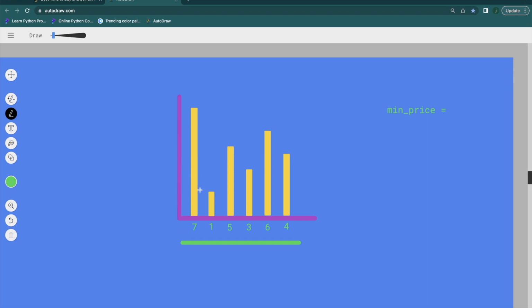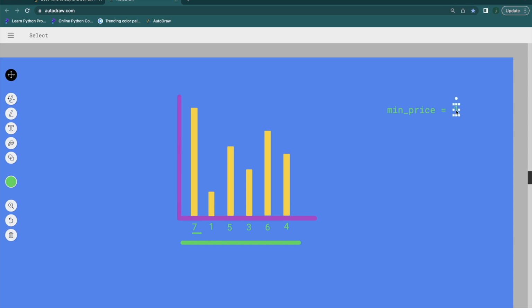So at first we are at the current index, 0th index. So the minimum price of this will be 7. Now when we go to the next index, we are going to compare the current price with the current minimum price. So the current price is 1, which is less than the minimum price. So we are going to be updating this to 1. So let me copy here. So it will be 1.